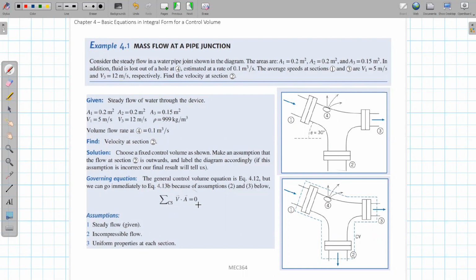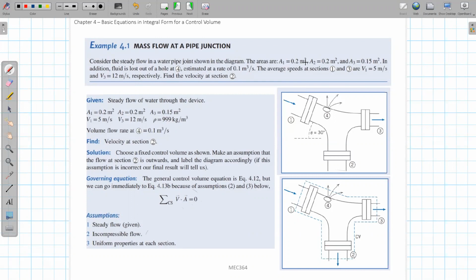Also, this is a steady state problem, and we consider constant density, so that we can simply use this equation here. Let's make sure: we assume steady state flow and constant rho. This will be our conservation equation, and using just this one, we can calculate all the results.